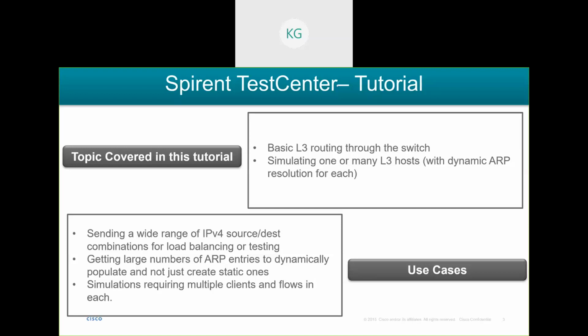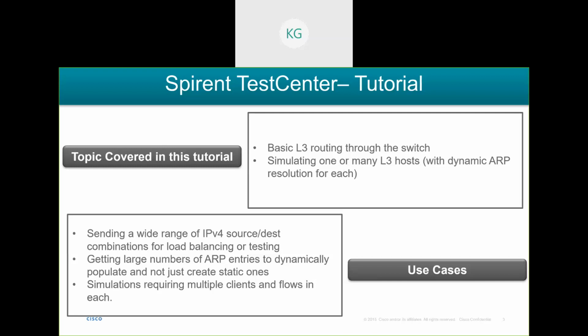In this particular video, we're going to focus on how you can quickly set up Spirent to do some basic L3 routing through the switch. This is going to be if I want to simulate maybe a one-to-one or a one-to-many or many-to-many routed flows between L3 capable clients. And we're also going to show you how we can get some dynamic ARP resolution for each of these.